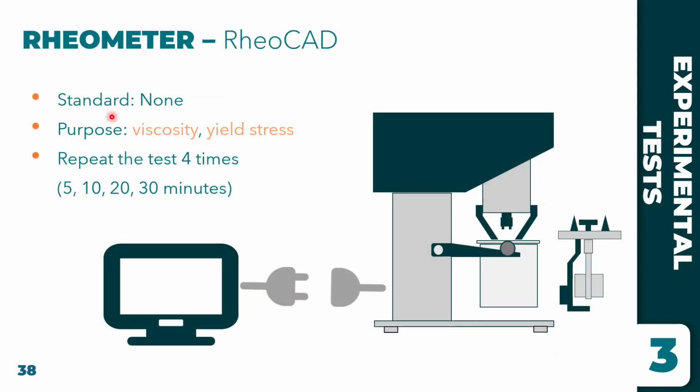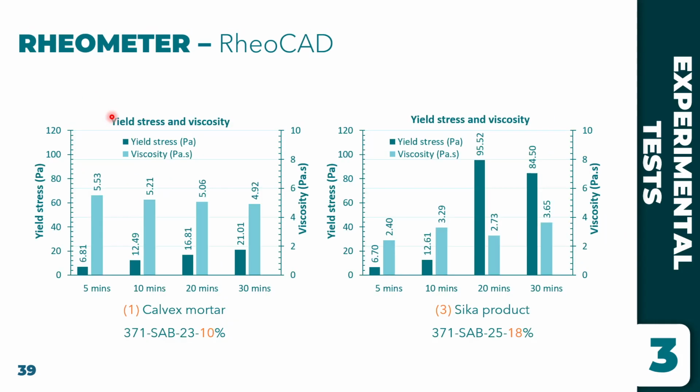And in the next part, I will talk about the rheometer. In terms of rheometry, there's no standard, and the purpose of this test is to measure the viscosity and the yield strength. I also repeat it 4 times at this minute, and here I got the result of Caloric mortar 10% and Sika product 18%.